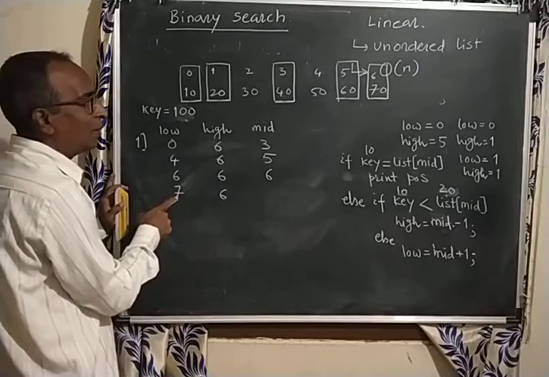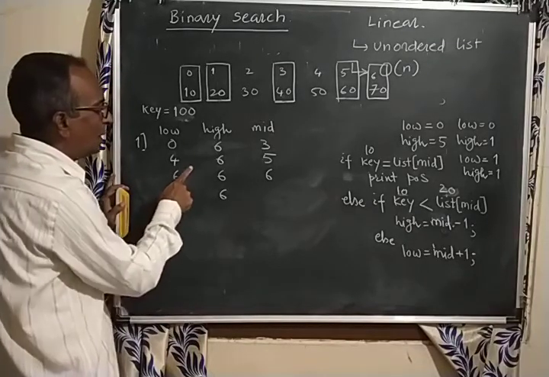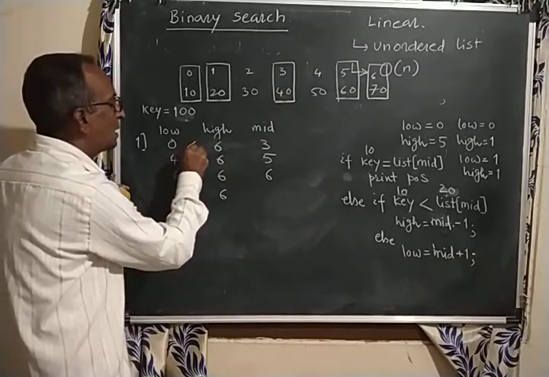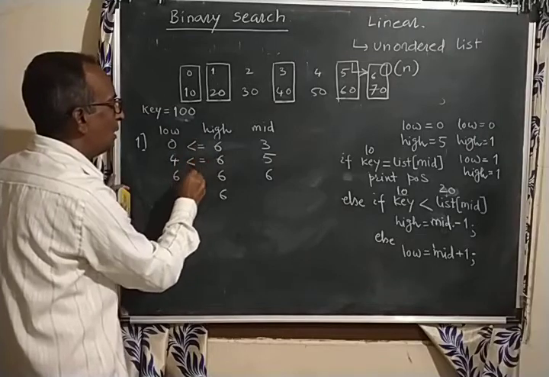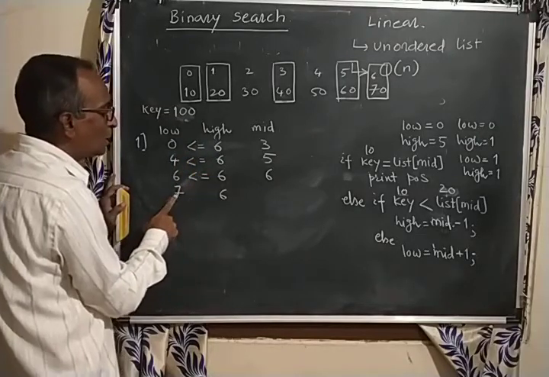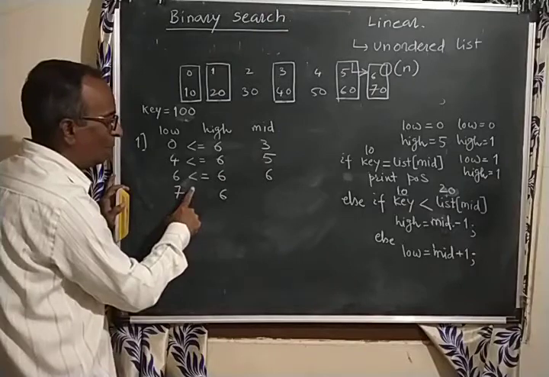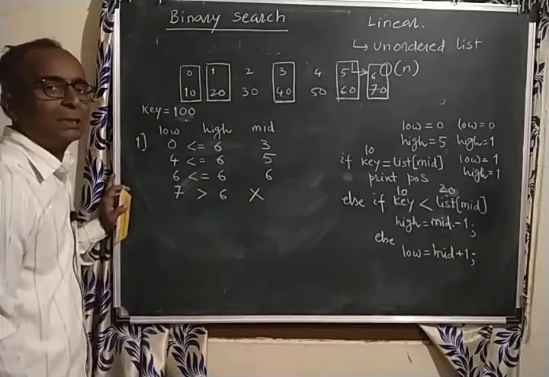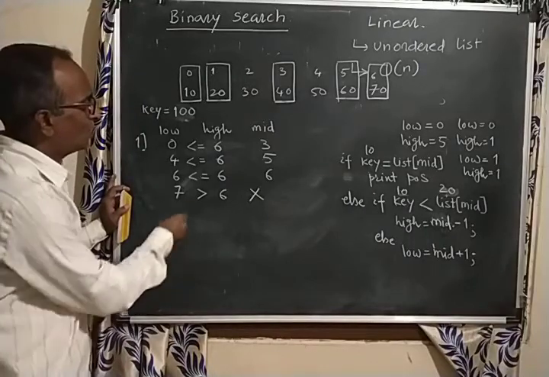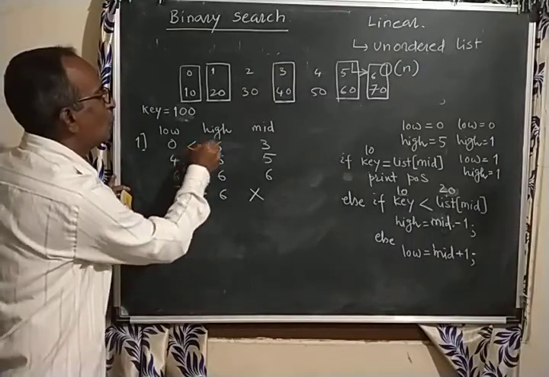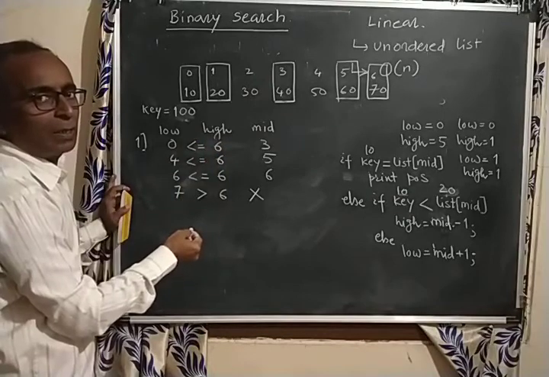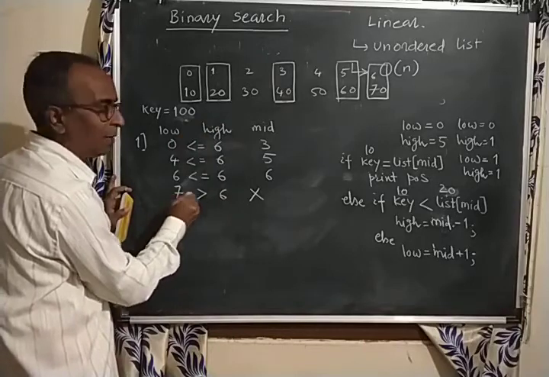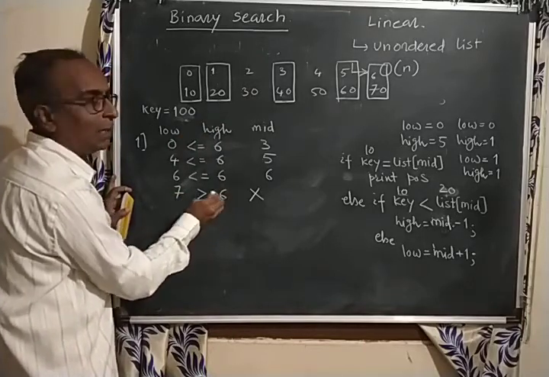Now whenever you are comparing this, the condition is low less than or equal to high. Once low crosses high, we can say that this is unsuccessful search. That's it. So this forms the condition when to calculate mid. When low crosses high, low is 7, high is 6 for this case, then we have to stop this process.